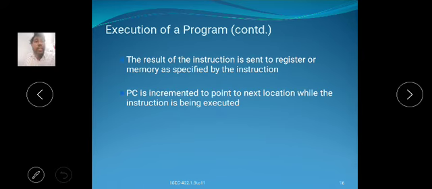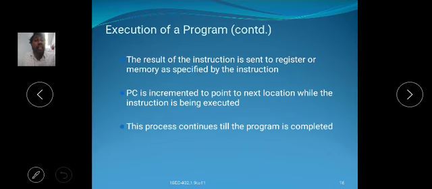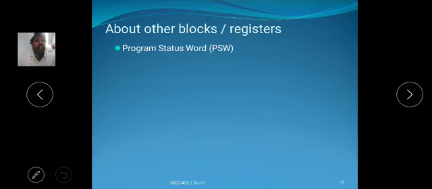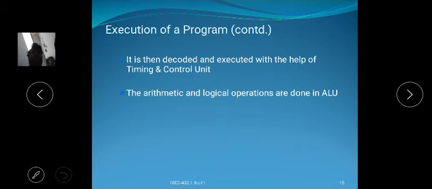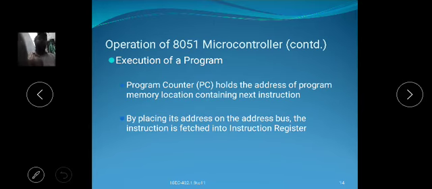The program counter is incremented to point to the next location while the instruction is being executed. That means whenever an instruction is executed, the program counter increases to the next instruction's location. This process continues till the program is completed. This is one of the important discussions. Again I am repeating the execution of program.